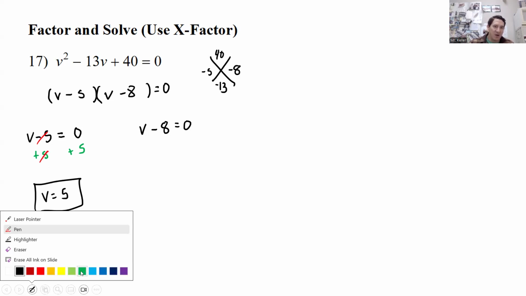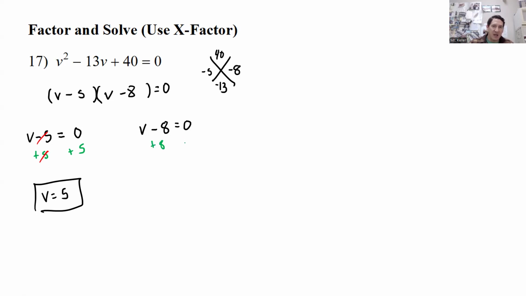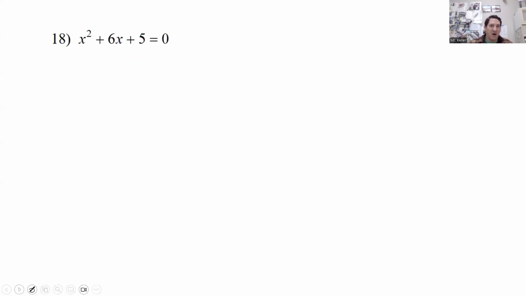Over here, you need to add 8. So minus 8 plus 8 cancels out. You get V is equal to 8. And there we go. We're done with that one. So that's it. So just factor like we've been doing, factoring using that X factor. Once you have the factors, set each factor equal to 0 and solve.